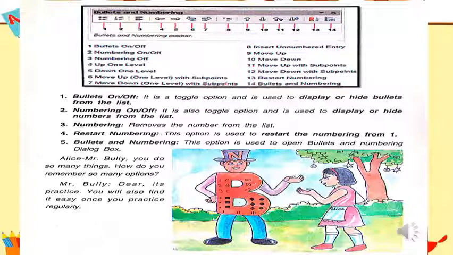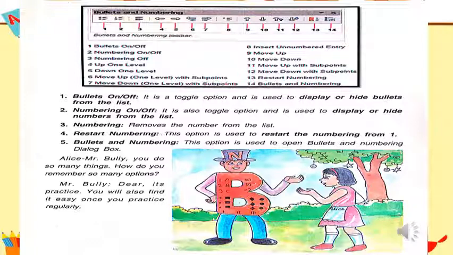The third is No Numbering. It removes the number from the list. The fourth is Restart Numbering. This option is used to restart the numbering from 1. And the fifth is Bullets and Numbering. This option is used to open the Bullets and Numbering dialog box.